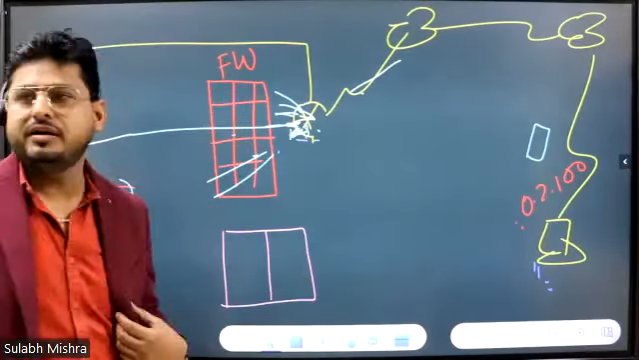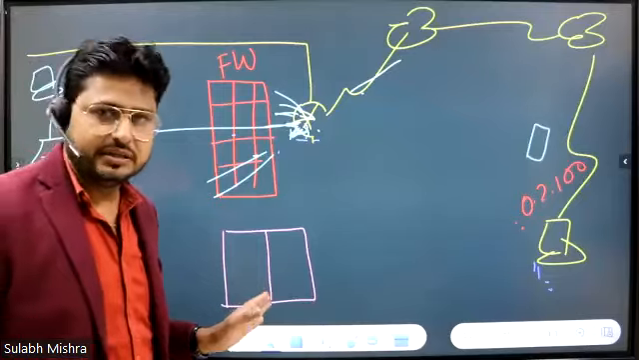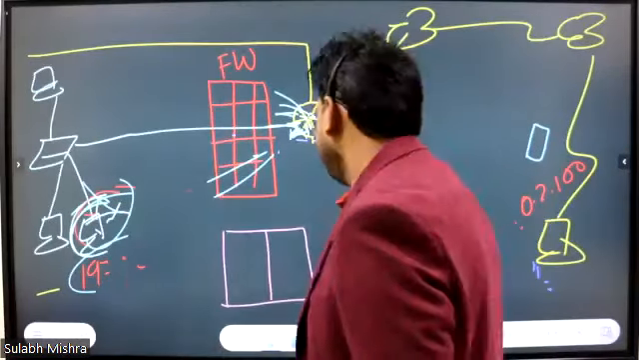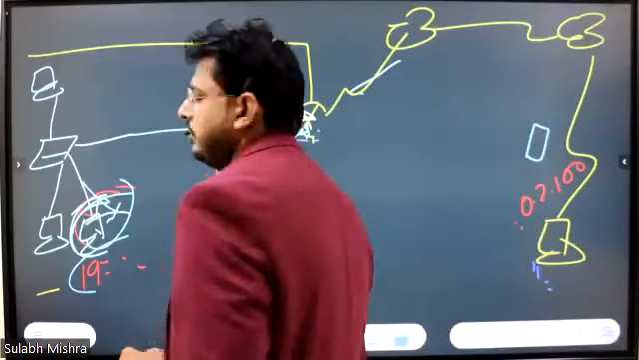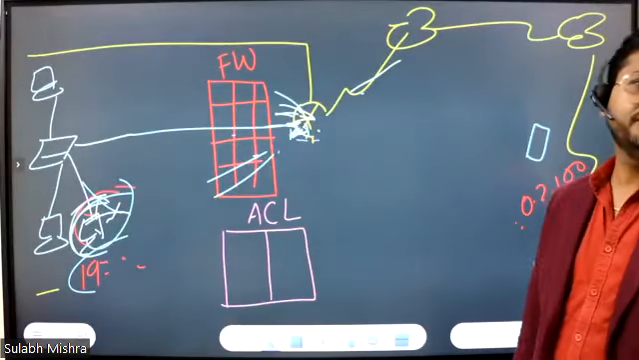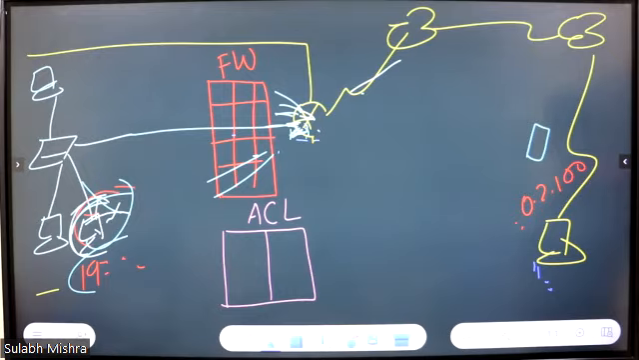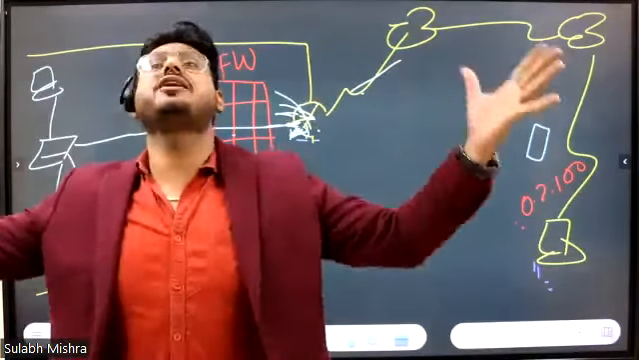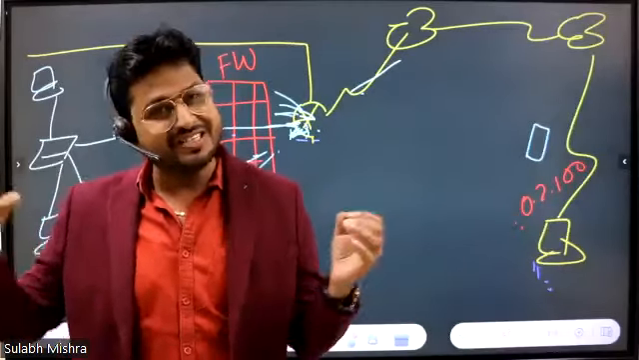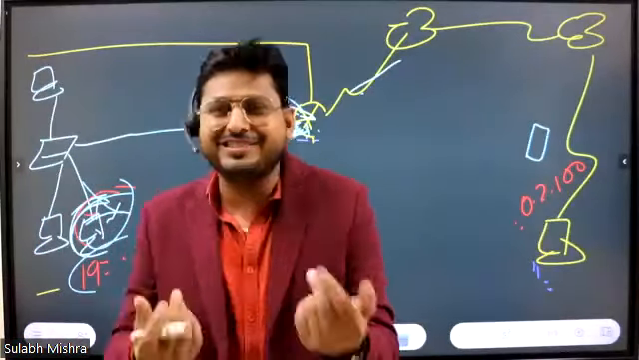Inside the firewall, there is an ACL table. There is a list, there is a table. We call it the ACL table, access control list. The name itself suggests access control. There is a list which controls the access.